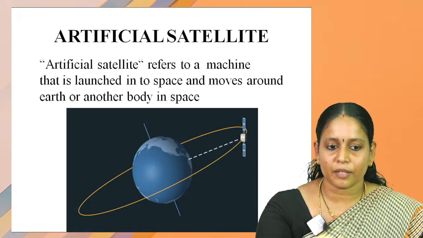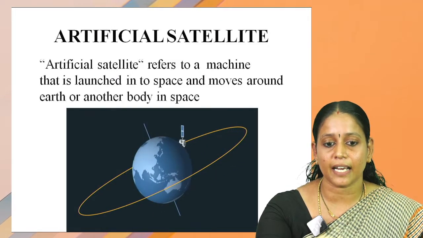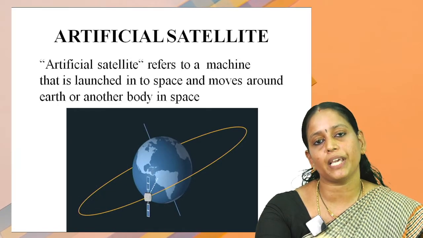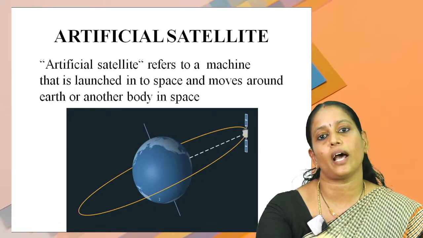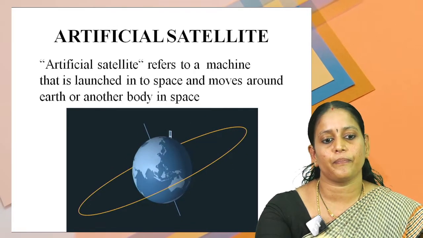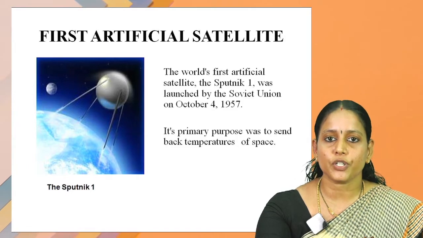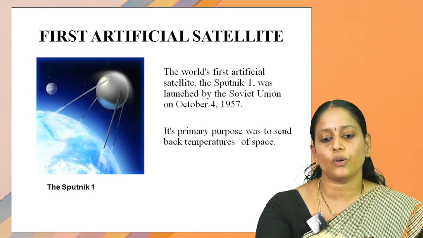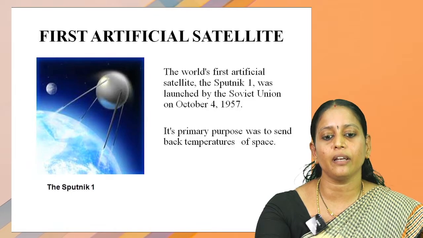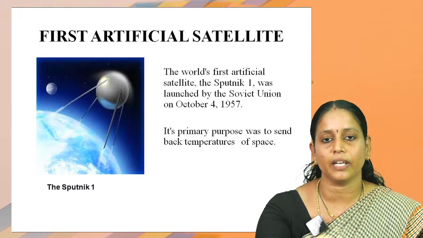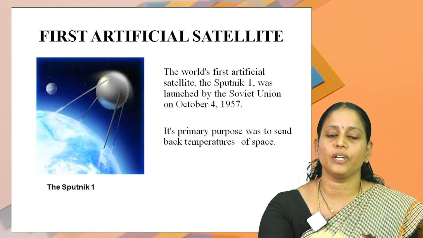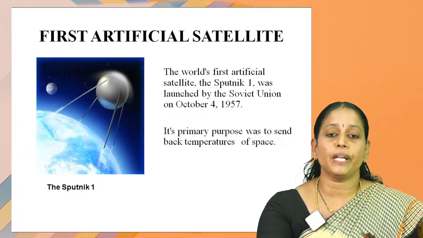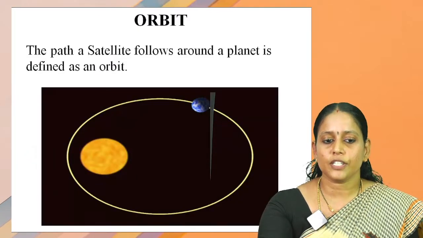This is another picture that shows the artificial satellite. An artificial satellite is any machine launched into space that moves around the earth or another body in space. This picture shows the first artificial satellite, Sputnik 1. It was launched by the Soviet Union on October 4, 1957. The main purpose of Sputnik 1 was detecting the temperatures of space.